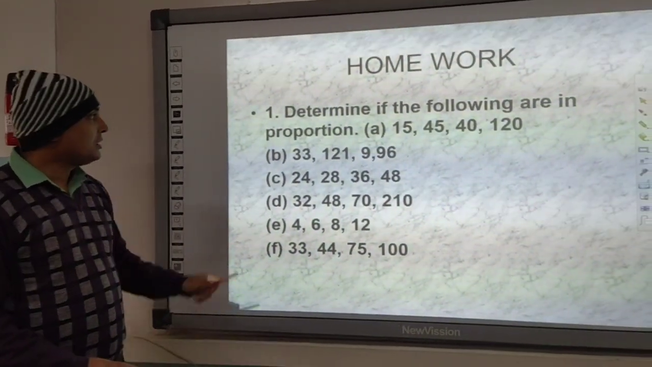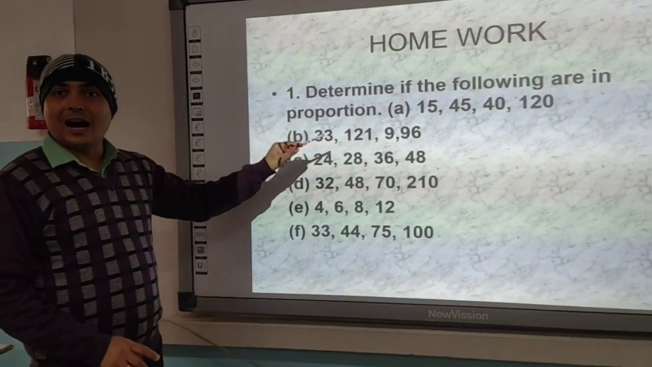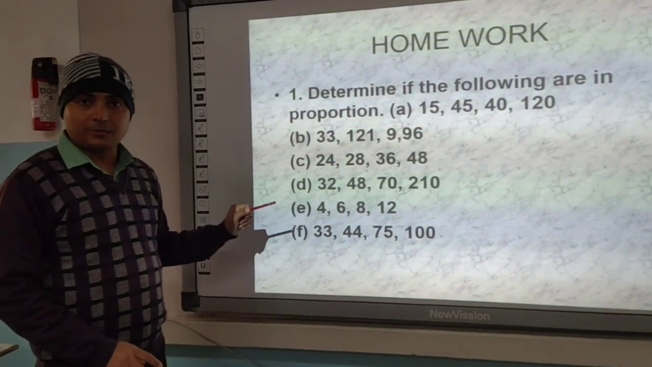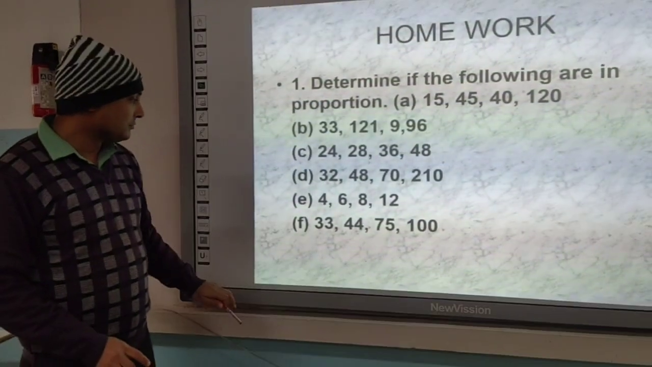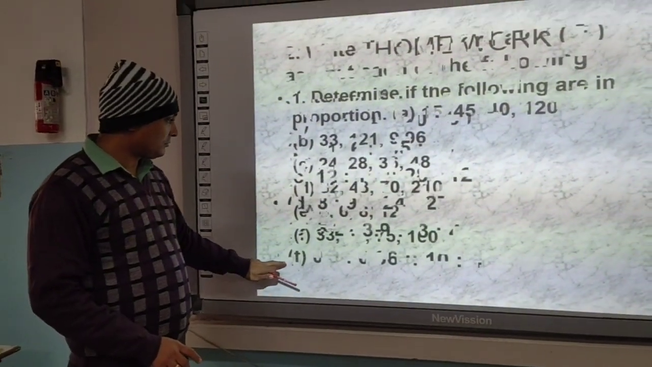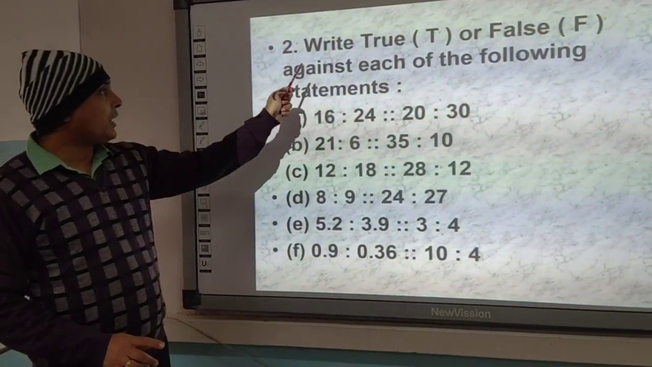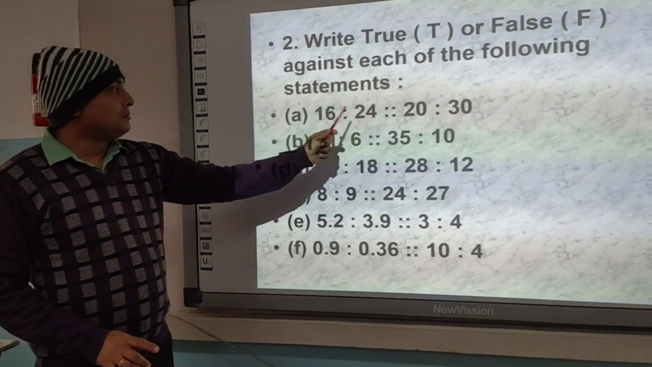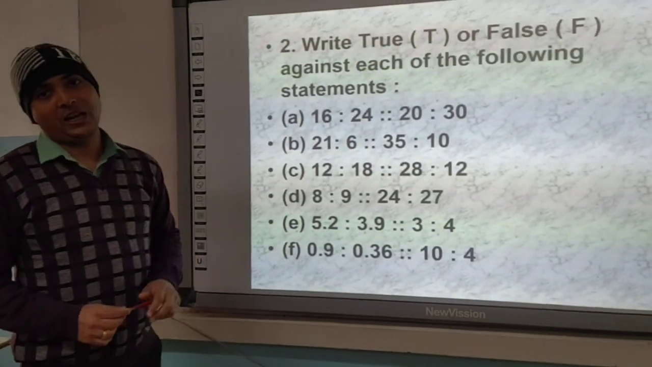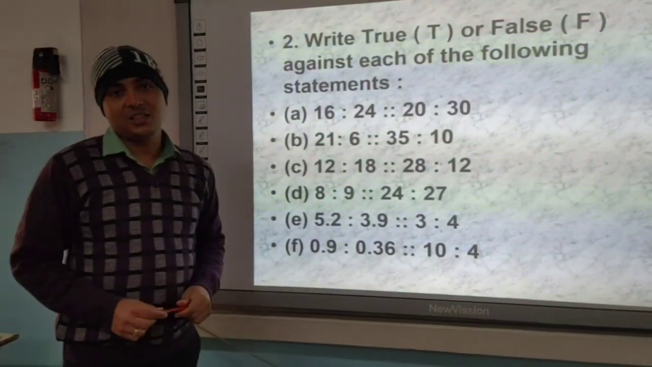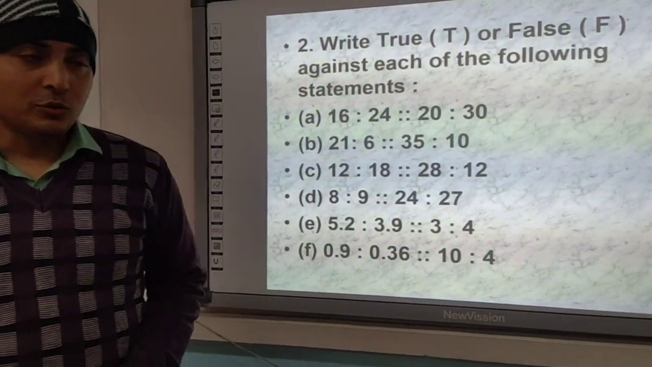In the homework, you will have to determine whether the given numbers are in proportion or not. How will we determine? One question I am solving and the remaining you will all try. This is one more homework: write true or false, meaning which one is true. So how will you check? You can check using the cross multiplication property. So this is the help.